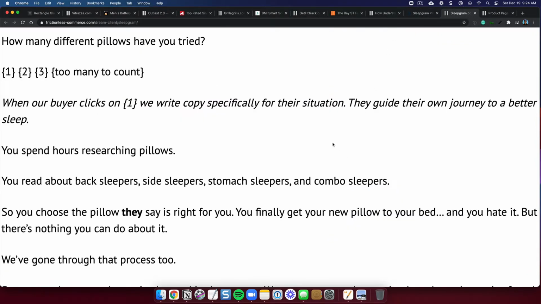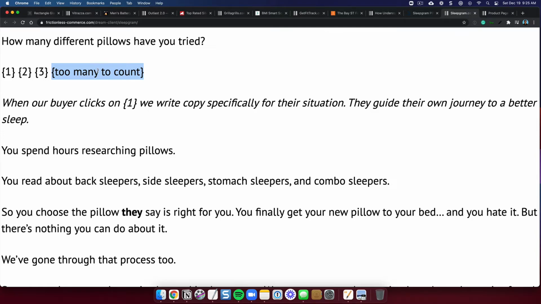So let's reflect back to them their frustration. We can use active participation here. The way we would do that is by saying, how many different pillows have you tried? 1, 2, 3, too many to count. Can you imagine? Just think for a minute the difference between someone who says too many to count and someone who clicks 2. This is a moderate level of frustration. In fact, this might not even be frustration, right? This could simply be someone who's got an old pillow and is looking for a replacement. This demonstrates extreme frustration.